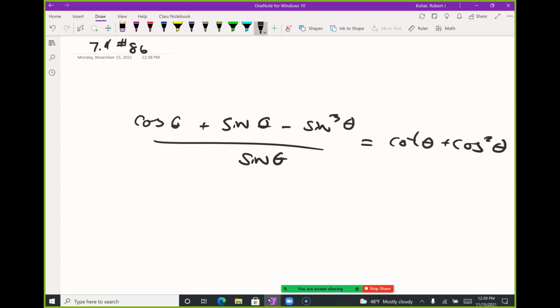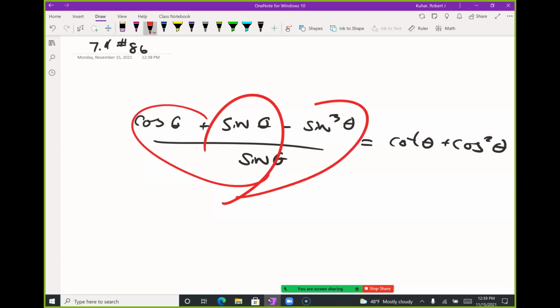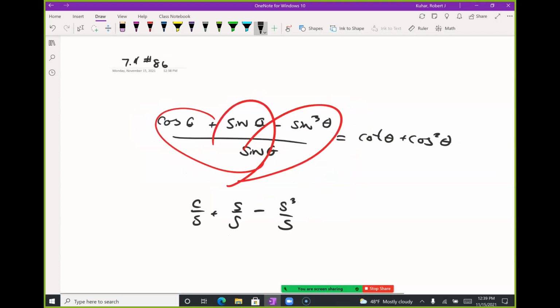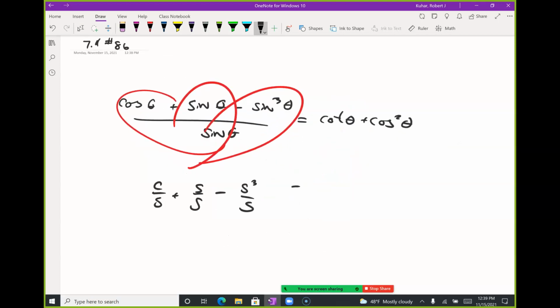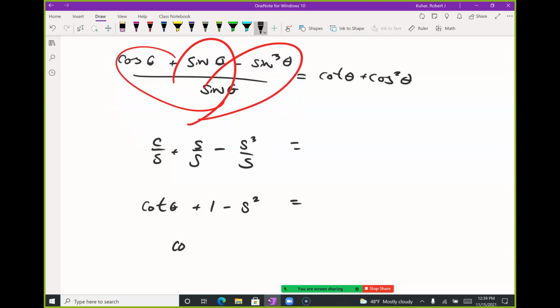On the left-hand side, it's kind of obvious that I should divide and conquer. Whenever I have a multi-term numerator, I'm going to use those individual terms over the entire denominator. That might even work on the other one, but I don't know yet. So I get c over s plus s over s minus sine cubed over sine. So I get cotangent of theta plus 1 minus sine squared, and 1 minus sine squared is cos squared. Done.